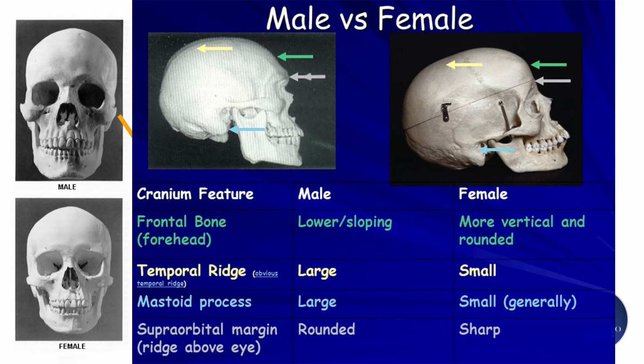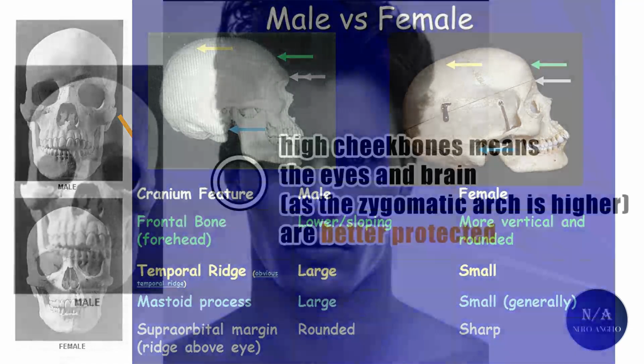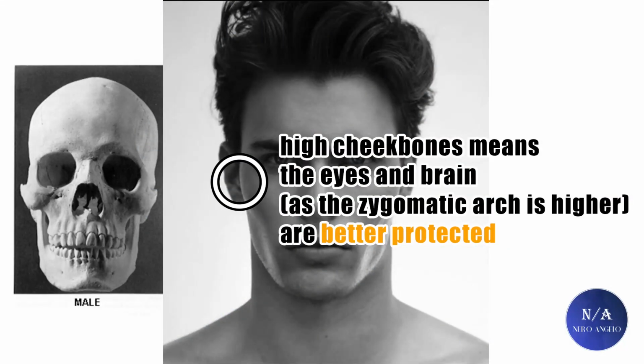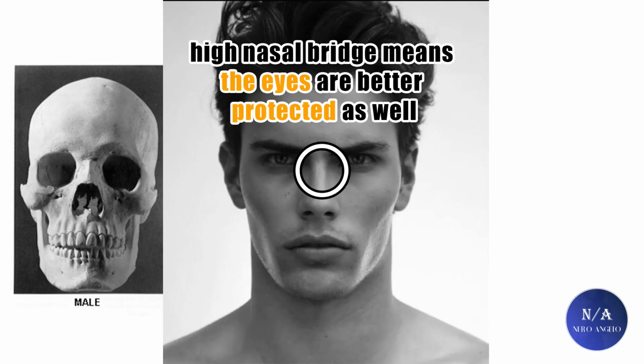The temporal ridge is large in men but small in women. Same can be said for the mastoid process. It's smaller in women generally but larger in men. And finally, for the supraorbital margin, or the ridge above the eyes, it's rounded in men and sharp in women. High cheekbones and nasal bridges are also survival traits. High cheekbones means the eyes and brain, as the zygomatic arch is higher, are better protected. High nasal bridges means that the eyes are better protected as well.